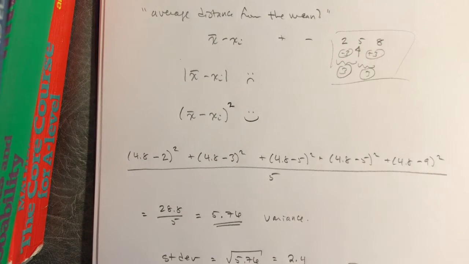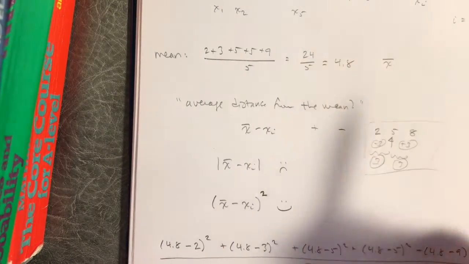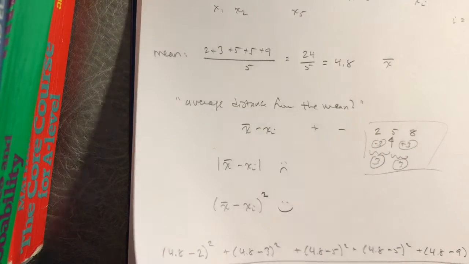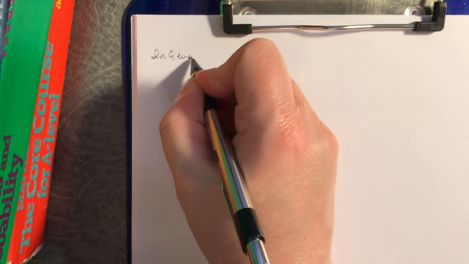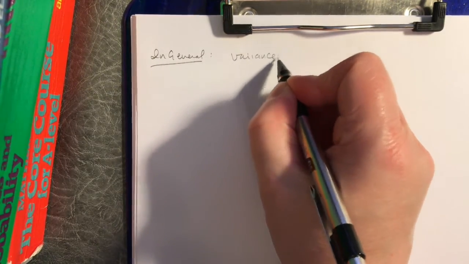All right, so from here, I want to make a note about squaring to undo the variance. And I haven't written out the formal formula for you. All right, let's do this. Fresh sheet of paper. Okay, so in general, the formula for variance looks like this.